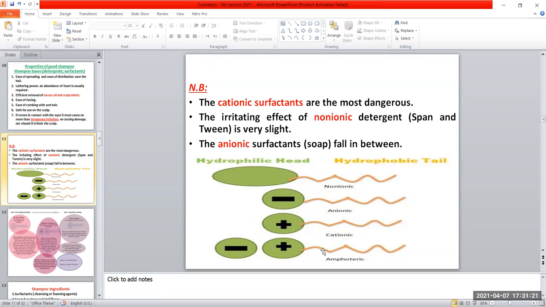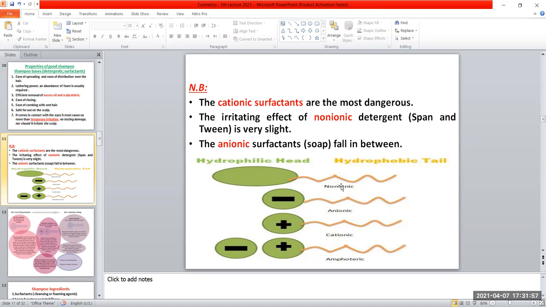And we also have the amphoteric. The amphoteric is less than the anionic but more than the non-ionic. So we have four types of surfactants, and as you can see on the slide, the surfactant has a hydrophilic polar head and a hydrophobic tail. It means it is amphiphilic, half hydrophilic and half hydrophobic, to be able to interact with aqueous and non-aqueous dirt.